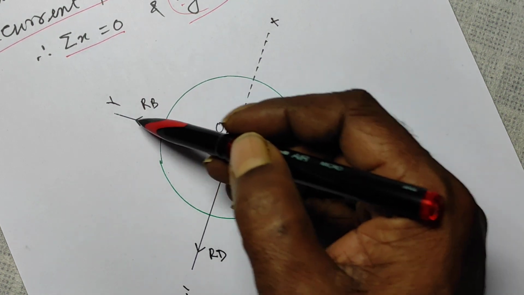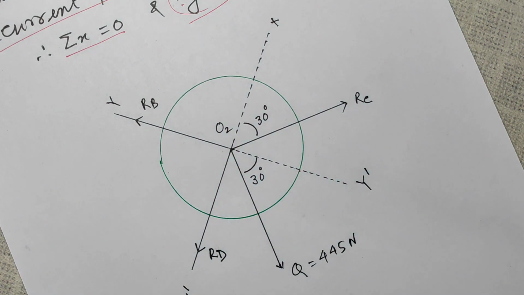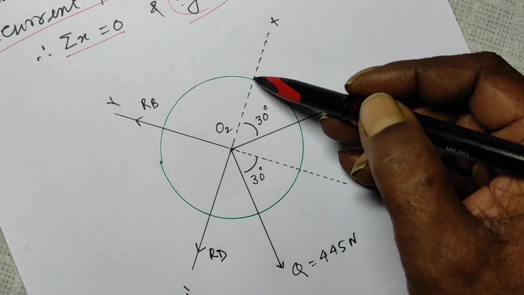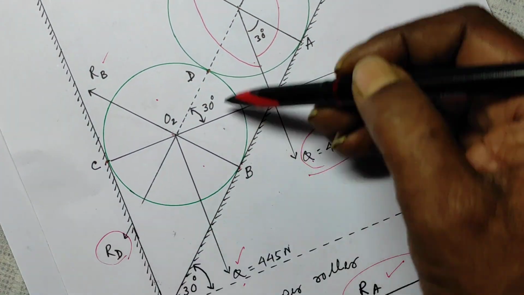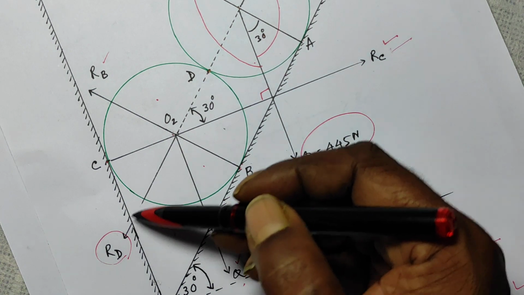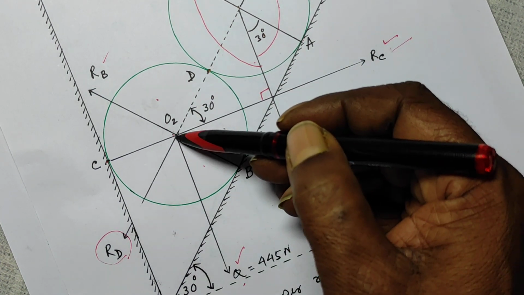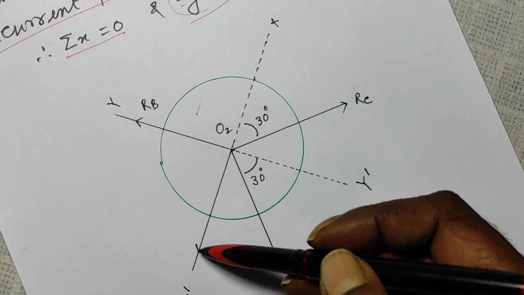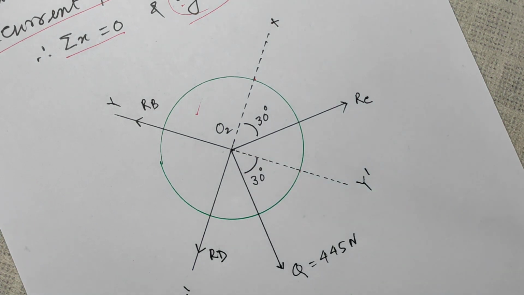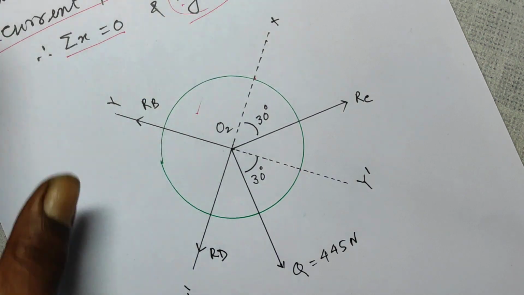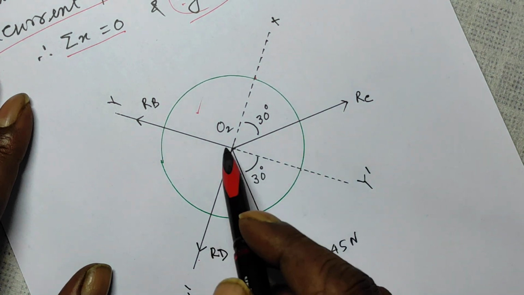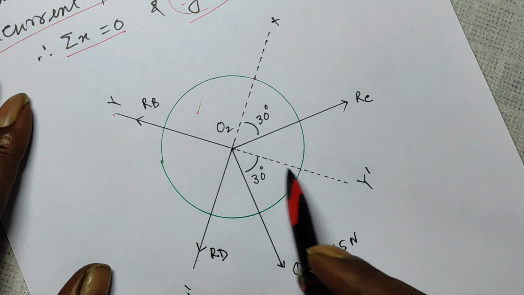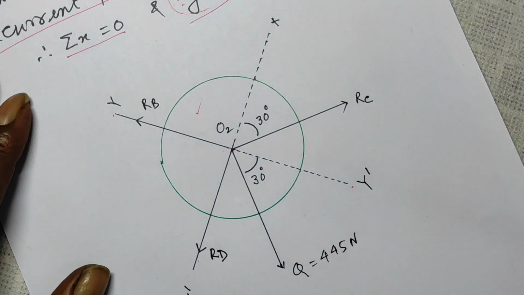I have shown it here because a vector can be translated parallel to itself. And at the point of contact D for the roller, this RD was to this side, so I have translated it and shown it at O2. So RD is to this side. Now sigma x is equal to 0, sigma y is equal to 0. I have taken from here to here as positive x-axis, from here to here as negative x-axis, this side as positive y-axis, and this side as negative y-axis.